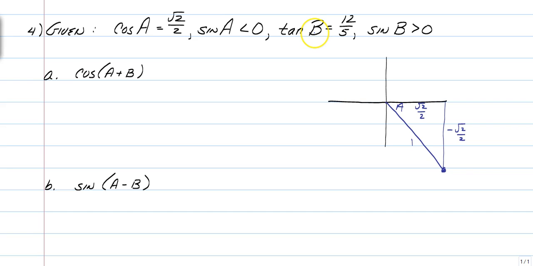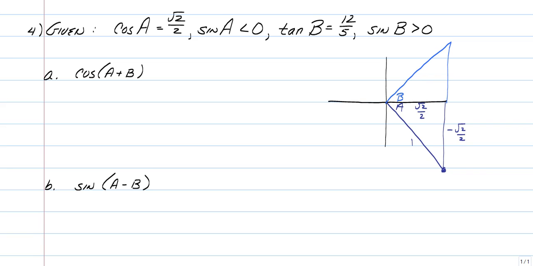The next part, we have the tangent of B is given as 12 over 5 when sine is positive. So remember, sine is positive on the top two, but tangent is positive in quadrant 1 and 3. So we are going to draw this in quadrant 1. And we're going to stick angle B as our reference angle.